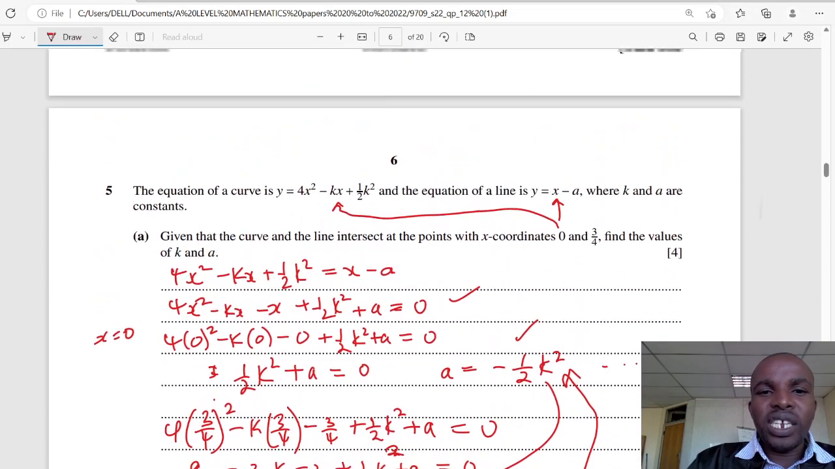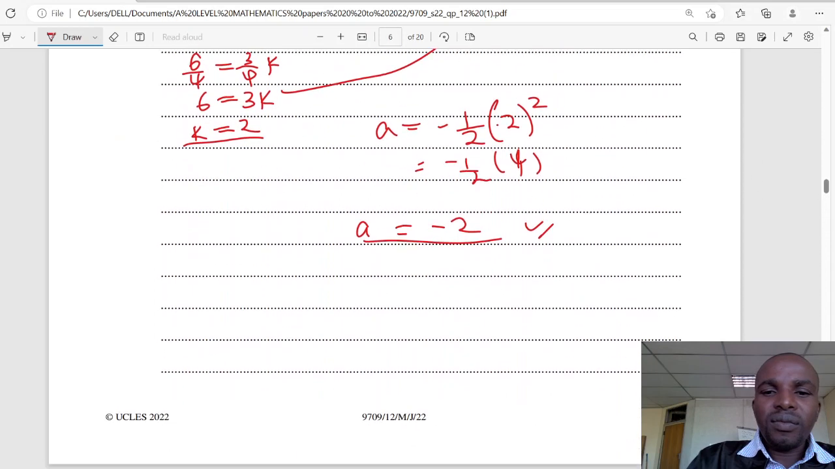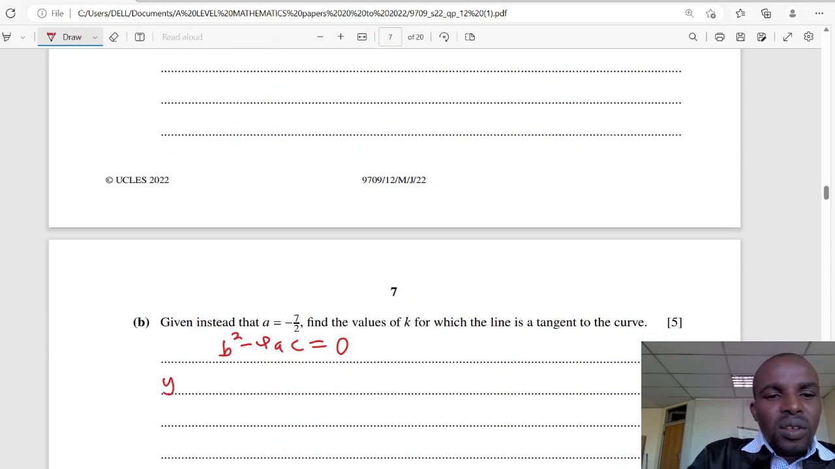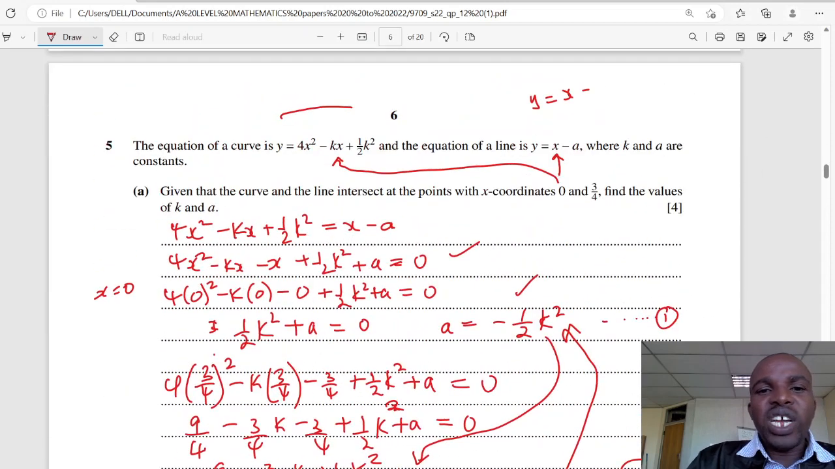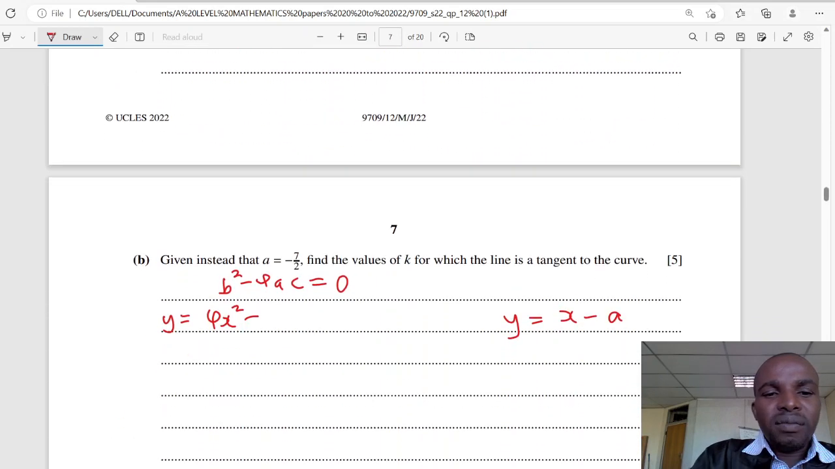Let me take my equation here. So for the line, y is equal to x minus a. And for the curve, y is equal to 4x squared minus kx plus half k squared.